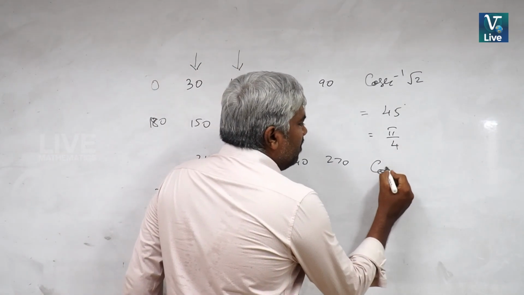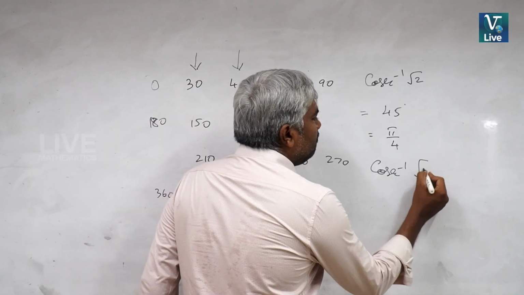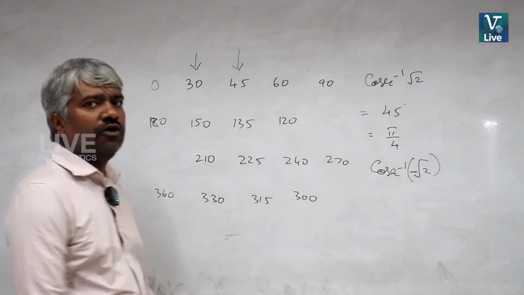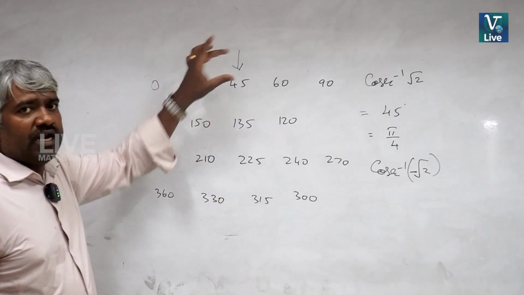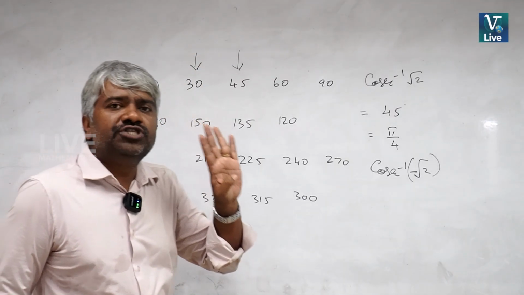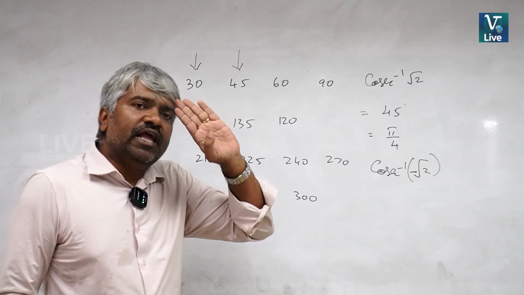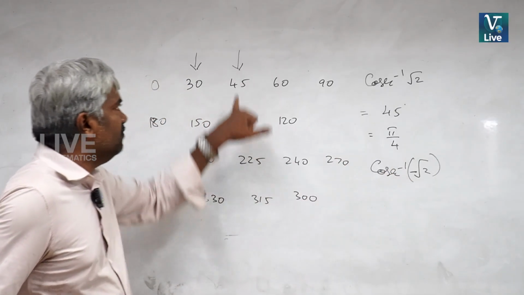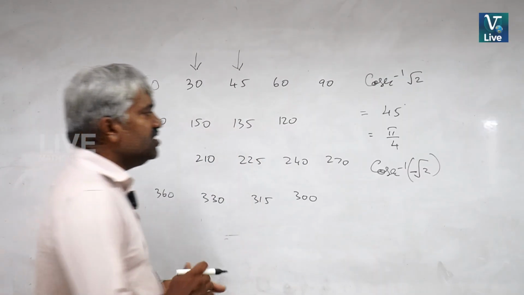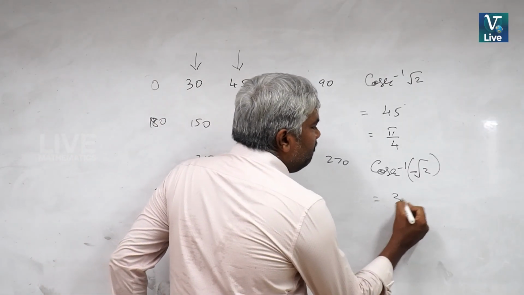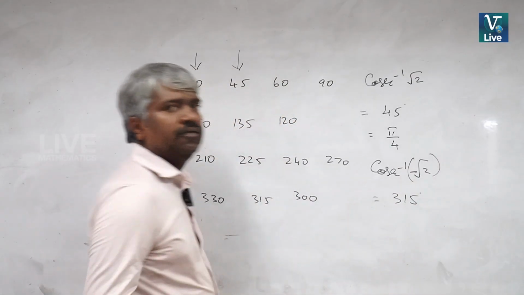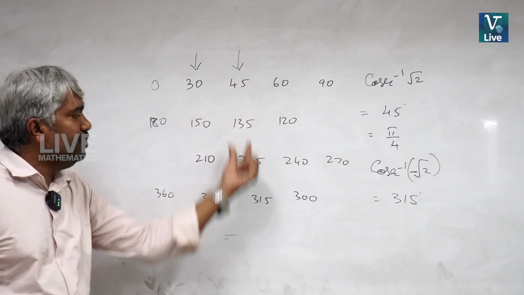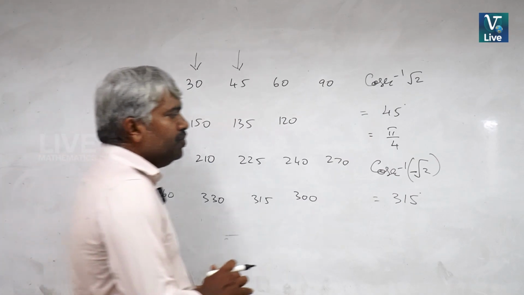Now, cosecant inverse of negative root 2. We know that the range of cosecant theta lies in the first quadrant and fourth quadrant. Since it is negative, it lies in the fourth quadrant. So the fourth quadrant value is 315 degrees, which comes exactly below the 45 degree value.